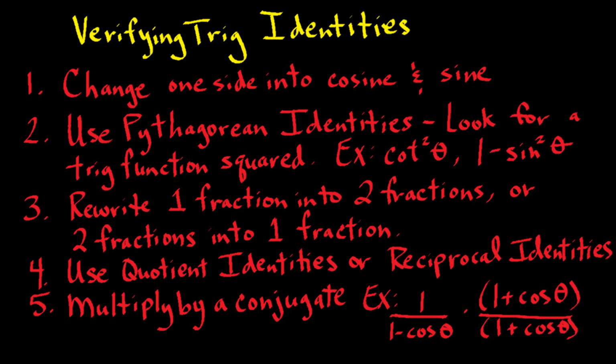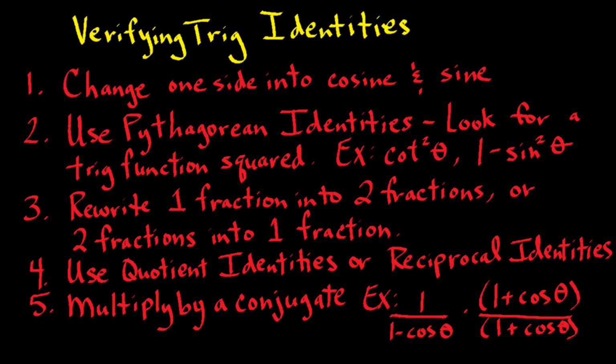Oftentimes, we will also need to rewrite one fraction into two fractions or two fractions into one fraction. We should always check both sides of the equations to see if the number of terms match. If we have two terms on one side and one on the other, that's a clue that we will probably need to combine fractions. Of course, we should always be on the lookout for using our quotient identities, so sine theta over cosine theta or cosine theta over sine theta, as well as all of our reciprocal identities.